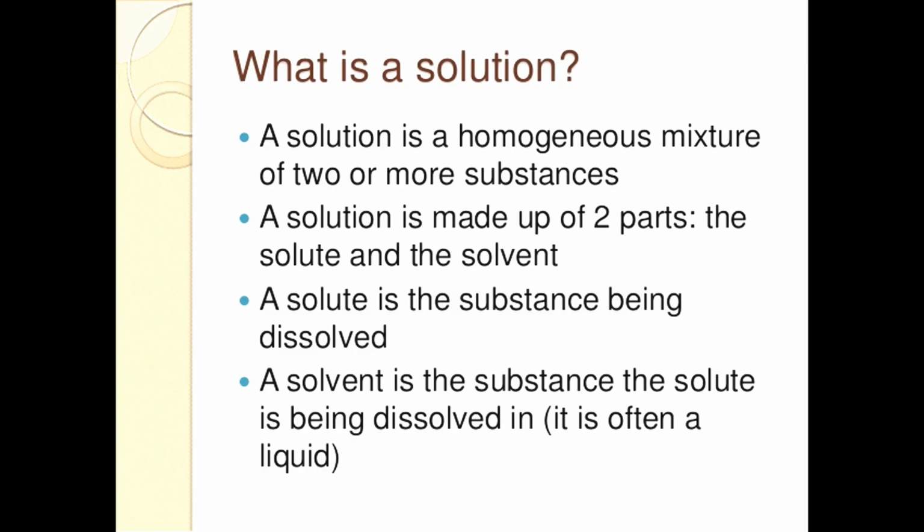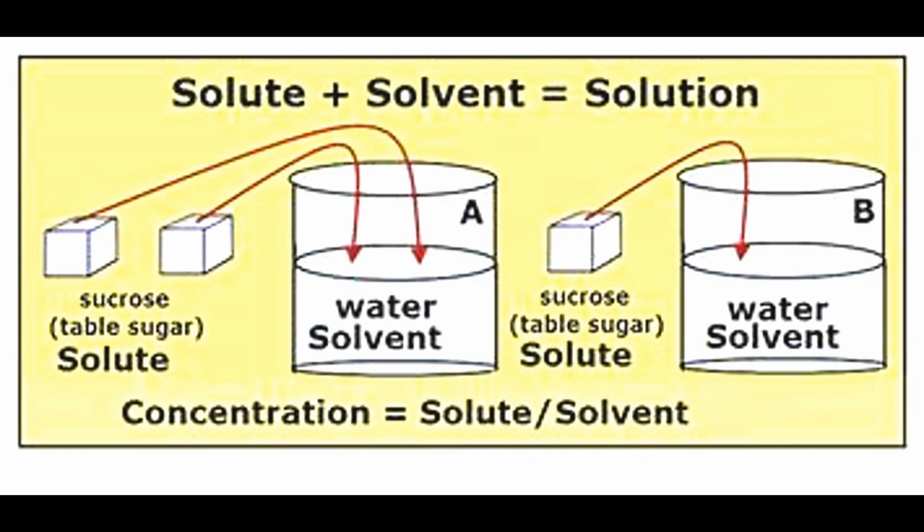What is a solution? A solution is a homogeneous mixture of two or more substances. A solution is made up of two parts, the solute and the solvent. A solute is a substance being dissolved. A solvent is a substance a solute is being dissolved in. It is often a liquid. Then here's a diagram showing the process of solute plus solvent, which is equal to solution.